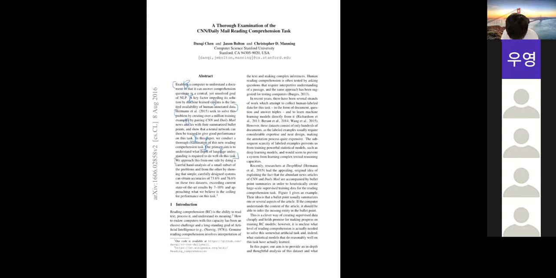We approach this from one side by doing a careful hand analysis of a small subset of the problems, and from the other by showing that simple carefully designed systems can obtain accuracies of 73.6 and 76.6% on these two data sets, exceeding current state-of-the-art results by 7 to 10%, and approaching what we believe is the ceiling for performance on this task. So it's a bit of a long sentence. It starts with some proposal, and then it talks about some experimental results, right? And here, the last sentence is more of implications, what these results mean. So it's one sentence that has proposal, what that results in, and also implications.